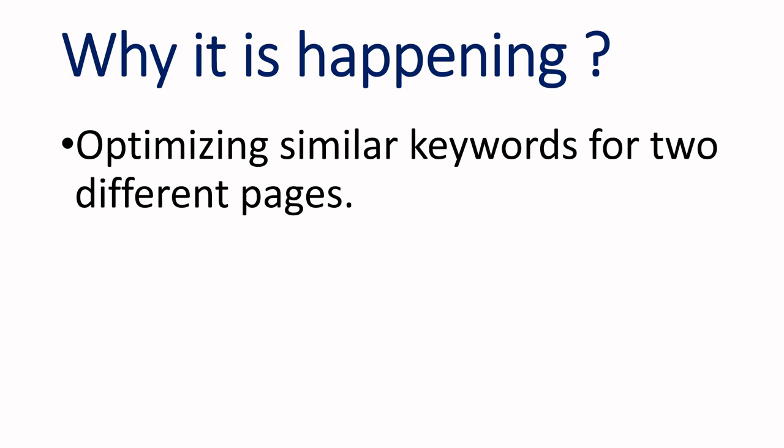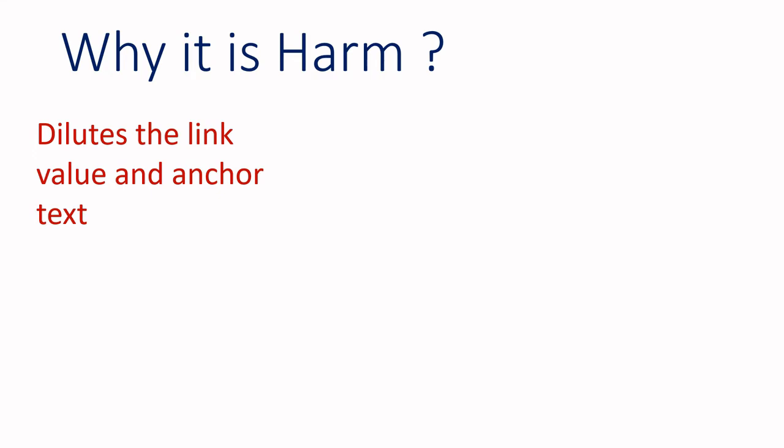Why does it happen? Sometimes this might happen unintentionally. You unintentionally optimize pages for similar keywords, and as a result you may get the keyword cannibalization issue. Why does it do harm? As I said earlier, it dilutes the link value and anchor text. Your website is going to compete with itself, but you want to compete with your competitor rather than yourself. It also tells Google that your content is thin.